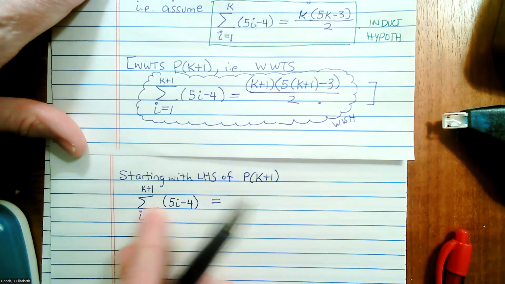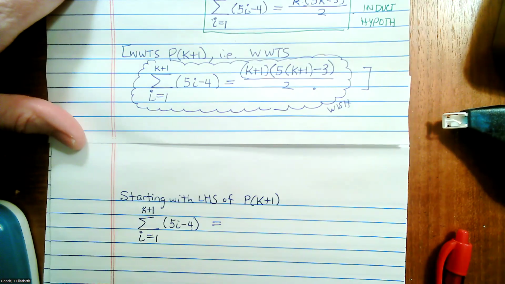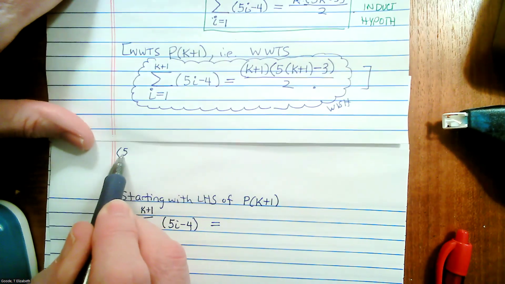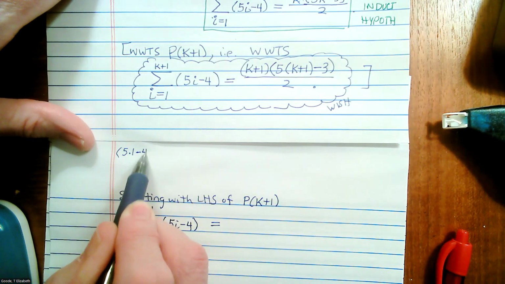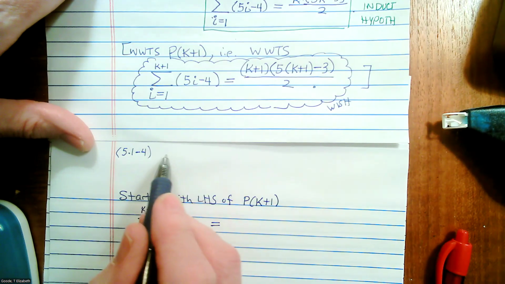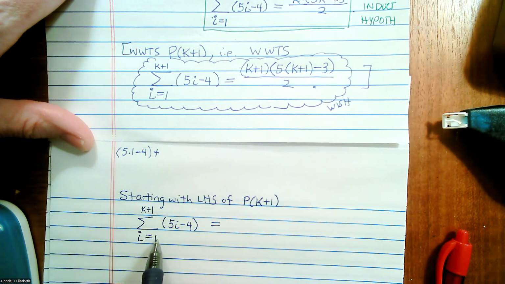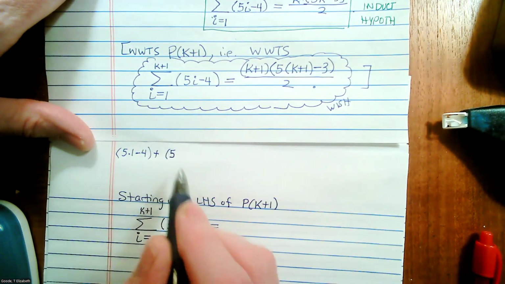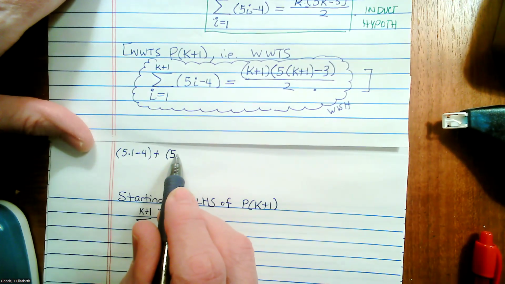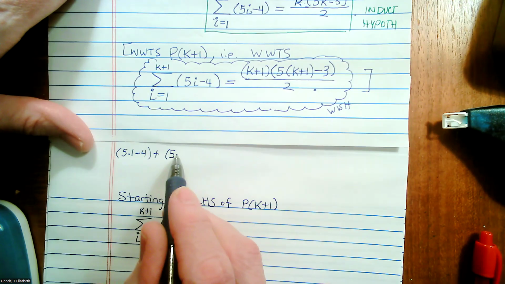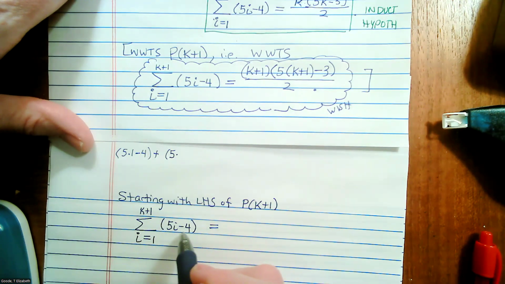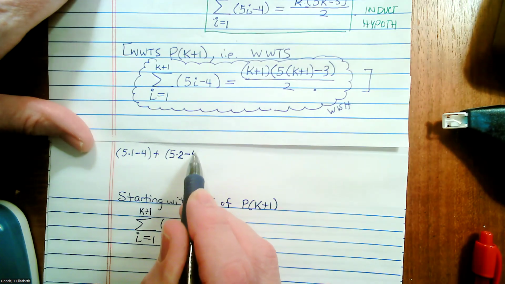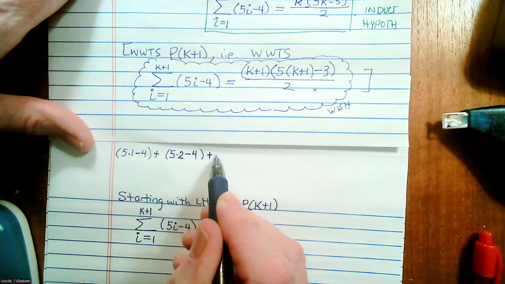Do you know what this sum really means? Let's just take a look. Let's expand it. When i is 1, this is 5 times 1 minus 4. That's the first term in this sum. Plus, right now, put in 2 for i. So then what is the next term? Stephen? Well, the next term is when i is 2, so it's 5 times 2 minus 4. Plus, just keep on going.